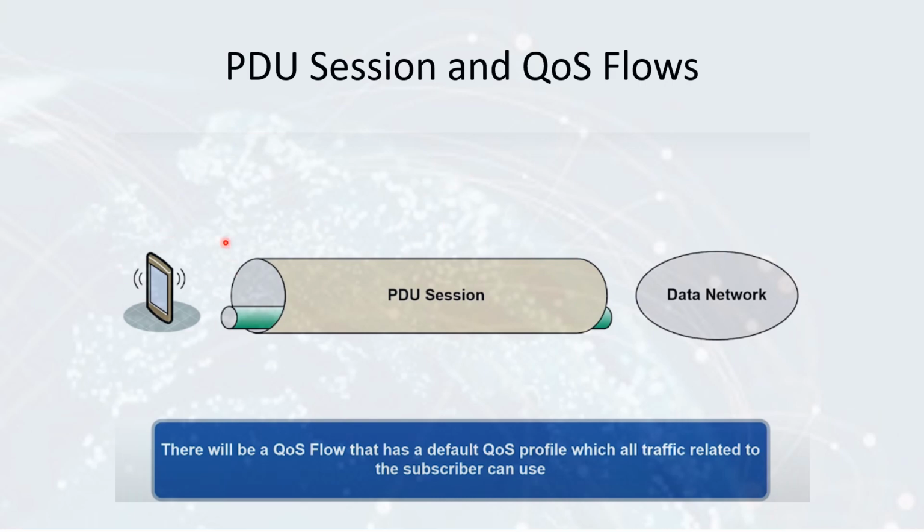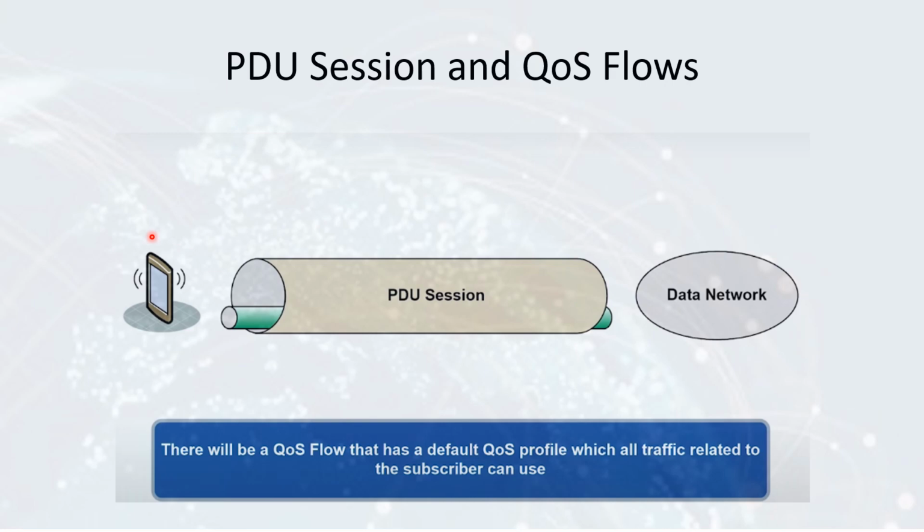So when UE establishes a connection, it is assigned a default QoS flow, and the internet traffic or the service data flows will pass through this QoS flow. And this is a default QoS flow. That means there's no specific QoS requirement. On a best effort basis, the quality of service will be provided.